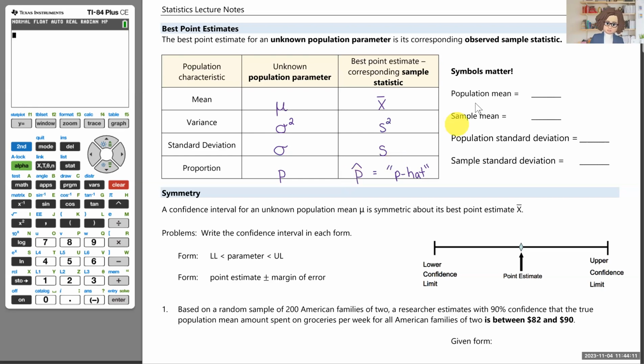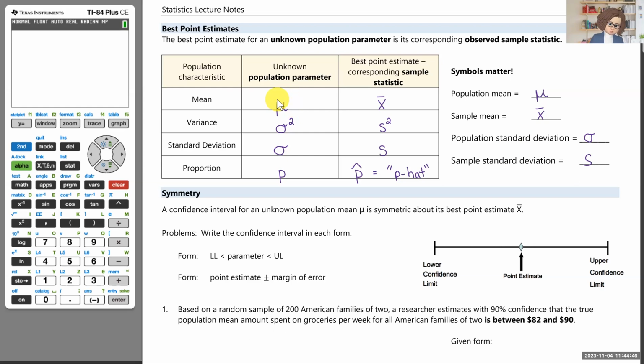It's going to be really important that we have our symbols down. So I'm repeating myself a little bit here. Population mean is mu, sample mean is X bar. And then we really have to be cautious when we see standard deviation. We're very used to writing sigma every time, but now we need to be careful: population standard deviation is sigma, but sample standard deviation is S. The difference here is going to play a role in how we estimate our mean.